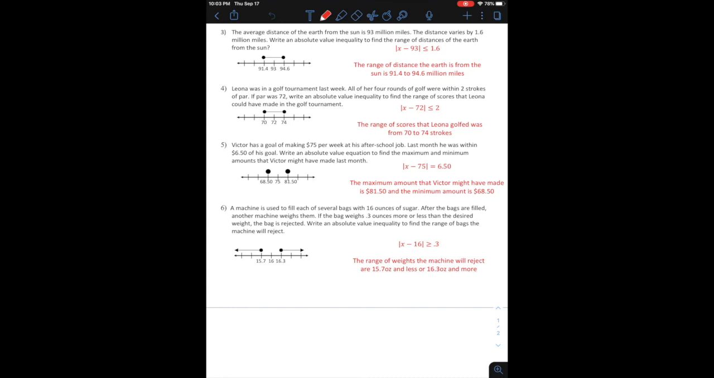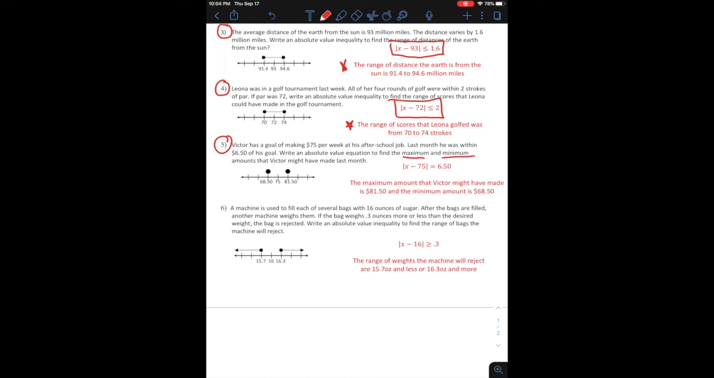Here are our answers for 3 through 6. 3 and 4, again, were very similar. So if you tried them both, they were both compound inequalities and asked for a range. Here are the absolute value inequalities you should have made for the 2. And the solutions you would write in either your notebook or a quiz or a test. Those are the answers, okay?